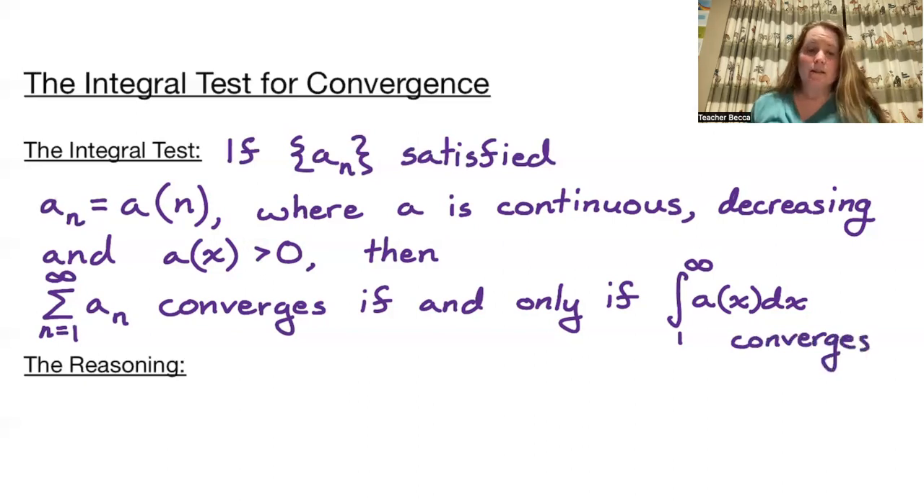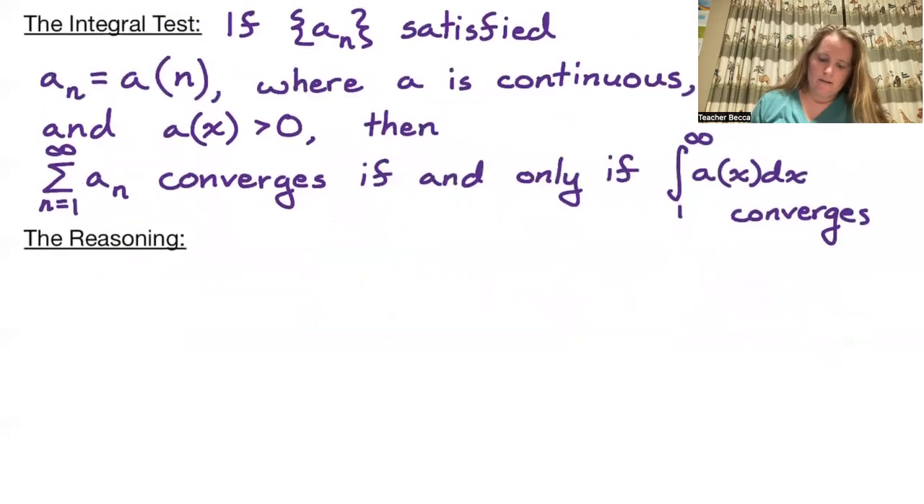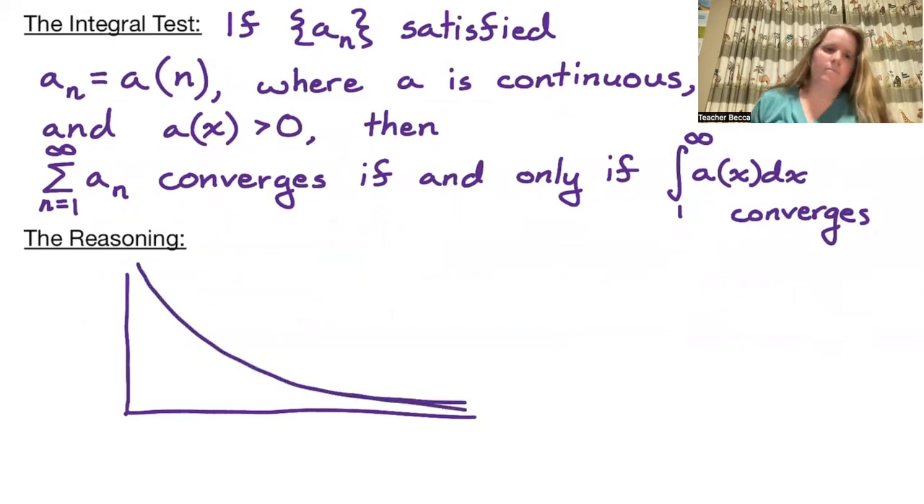So the general reasoning here: if we have a graph with our decreasing function, right? And we have our data values. So at 1 would be a sub 1. The y value at 2 is a sub 2, etc.